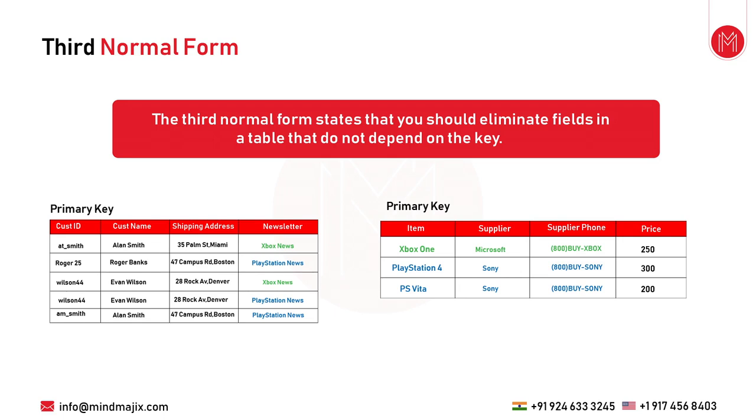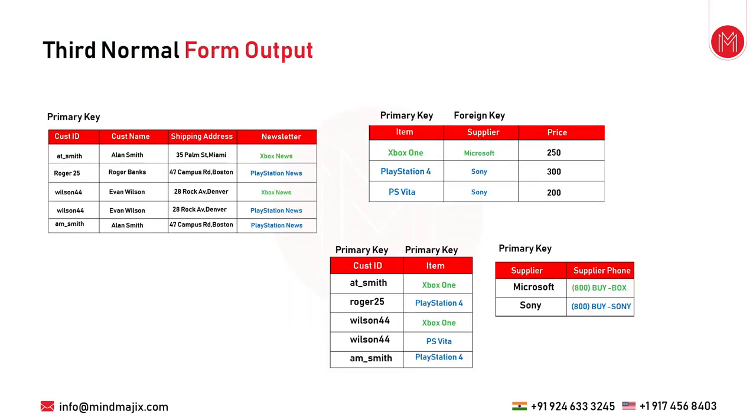So again, there is data redundancy in terms of the supplier or the product or the price table. So we can apply the third normal form, where we need to eliminate the fields in a table that do not depend on the key. This particular phone number is not dependent on the item key. We can create another separate table. And what is that separate table?